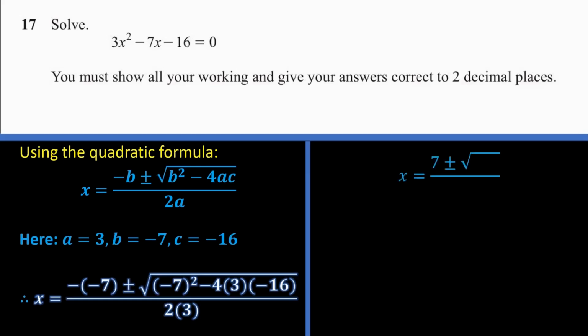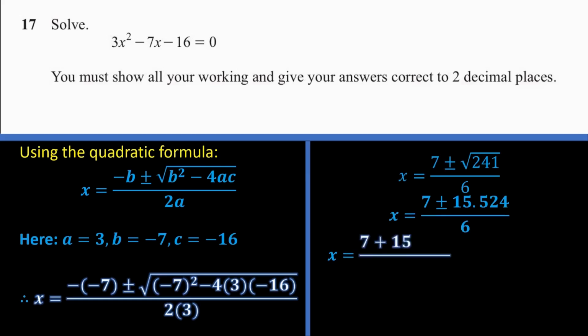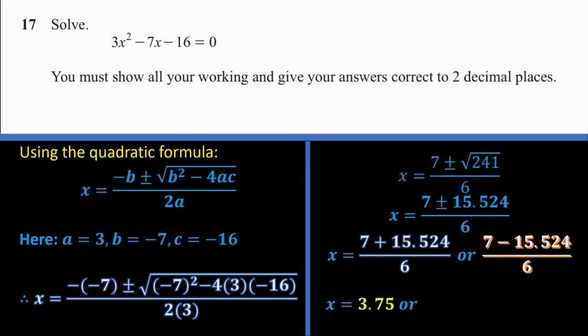So what we are going to do is to clear it out. When we clear it out, we have s equals 7 plus or minus root 241 over 6. The square root of 241 is 15.524 and some other numbers. We just can't capture all the numbers, so we round it. We pick it up to 3 decimal places because we are going to leave our answer to 2 decimal places, so it makes sense to carry a decimal place more than what is required.